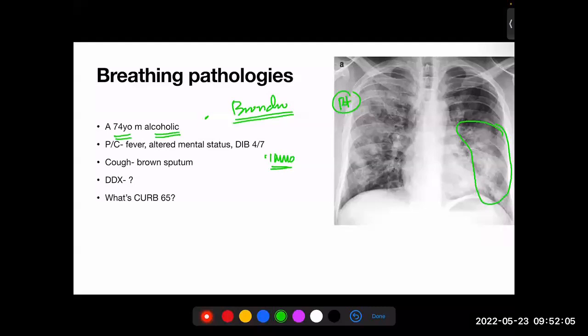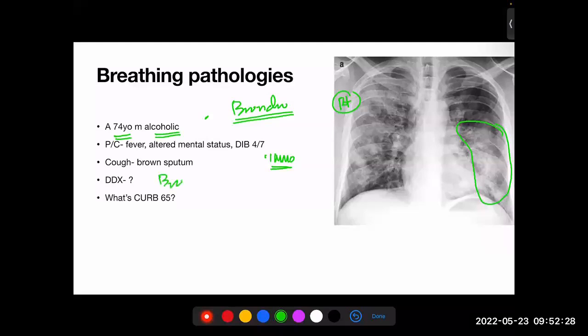Which is a specific bacteria that is associated with bronchopneumonia in patients who are alcoholic, elderly patients who are alcoholic? Klebsiella. Thank you. You guys are good, mashallah. So this is bronchopneumonia, I agree.